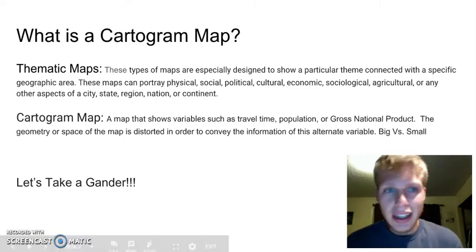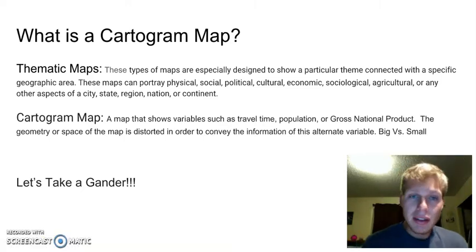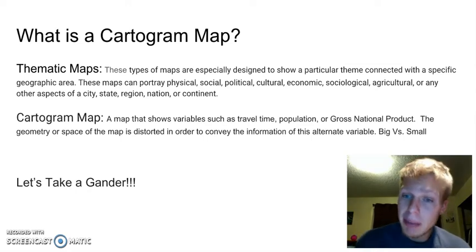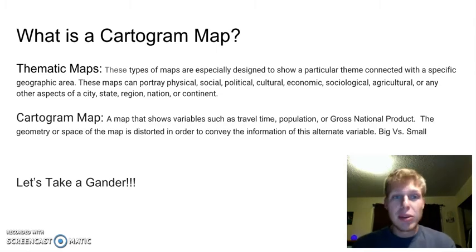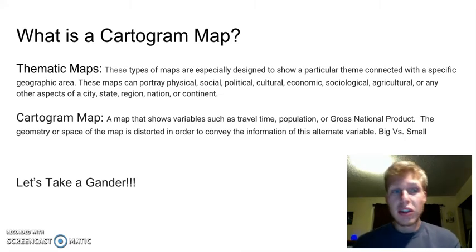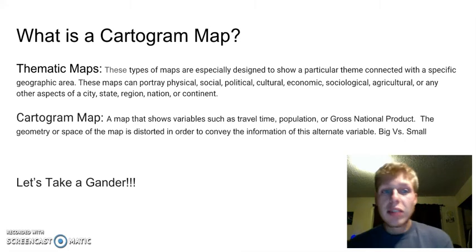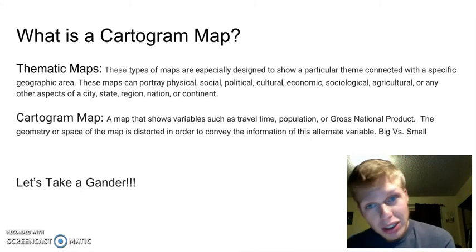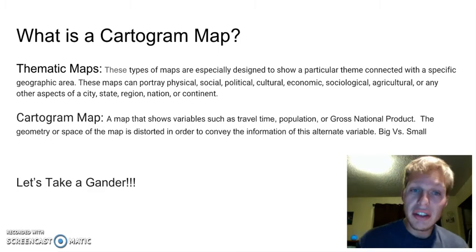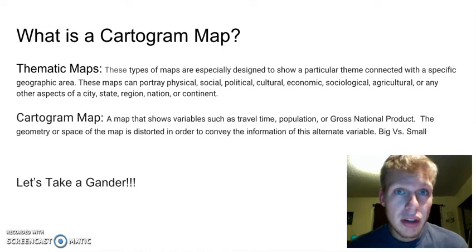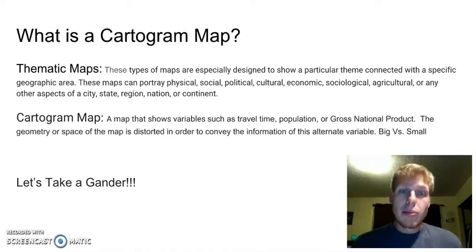So what is a cartogram map? A cartogram map is similar to some of the thematic maps that we've looked at in the past. Just a quick refresher on thematic maps: thematic maps are types of maps especially designed to show a particular theme connected with a specific geographic area. These maps can portray physical, social, political, cultural, economic, sociological, agricultural, or any other aspect of a city, state, region, nation, or continent.